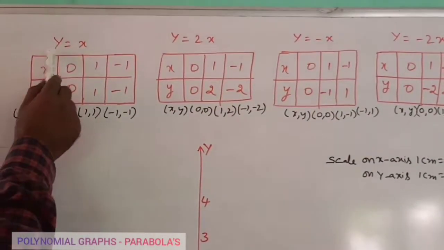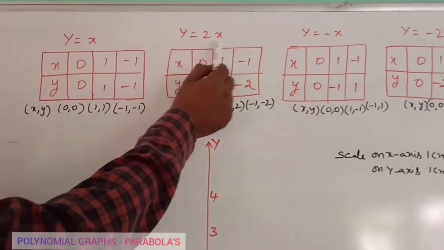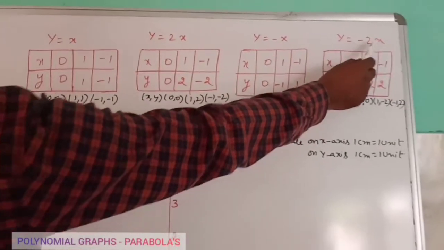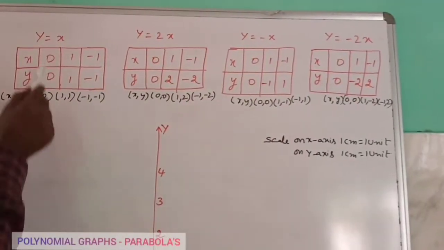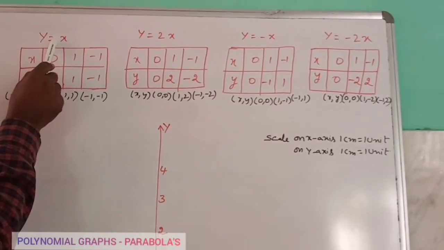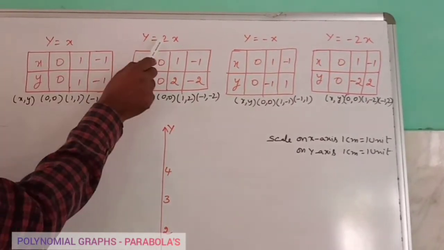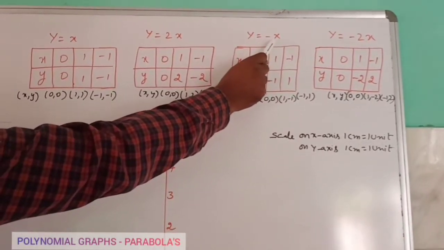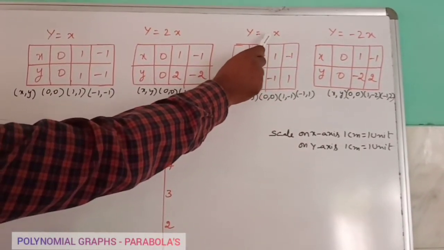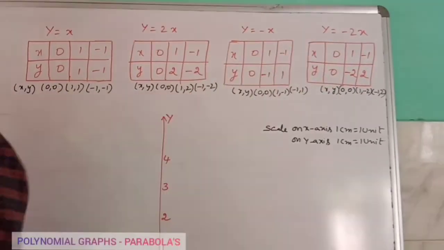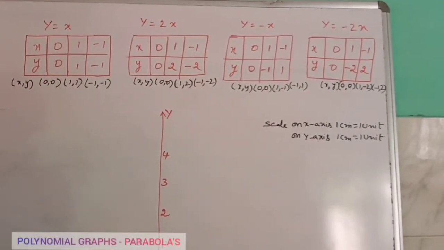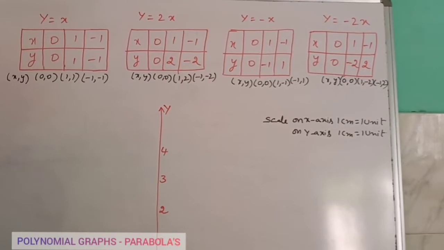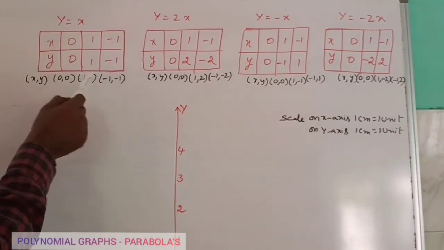Check once: y equal to x, y equal to 2x, y equal to minus x, y equal to minus 2x. Y equal to x means 1x, 1 means positive value, so the slope is positive. Y equal to minus 1x means slope is negative, y equal to minus 2x, that is also slope minus 2, that means negative. Then find out the ordered pairs.